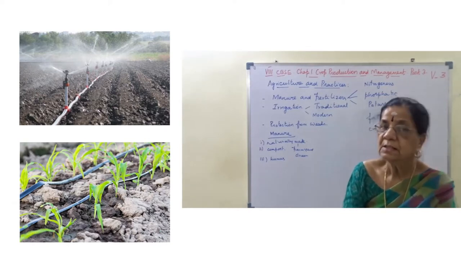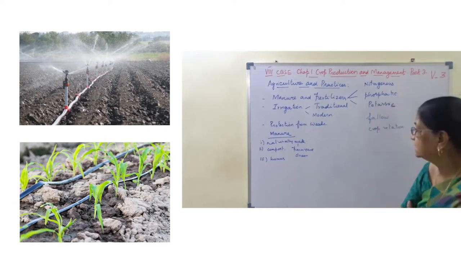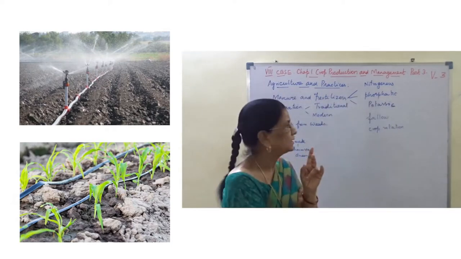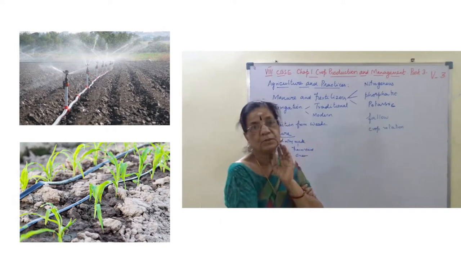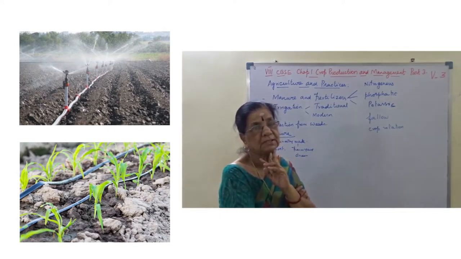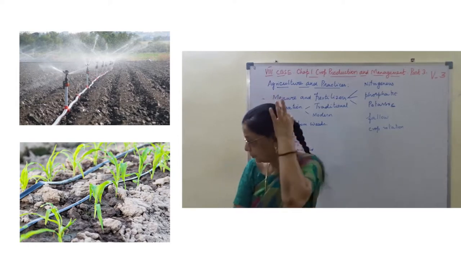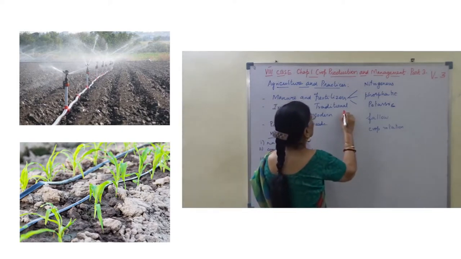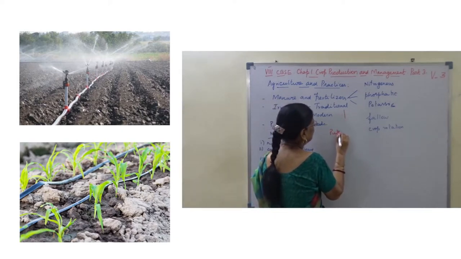So this is the introduction for irrigation, where we have 2 methods. One is the traditional method of irrigation, another one is the modern method of irrigation. What do you understand? Traditional, one is the pulley. One method of irrigation is called the pulley. It is the pulley and chain pump.